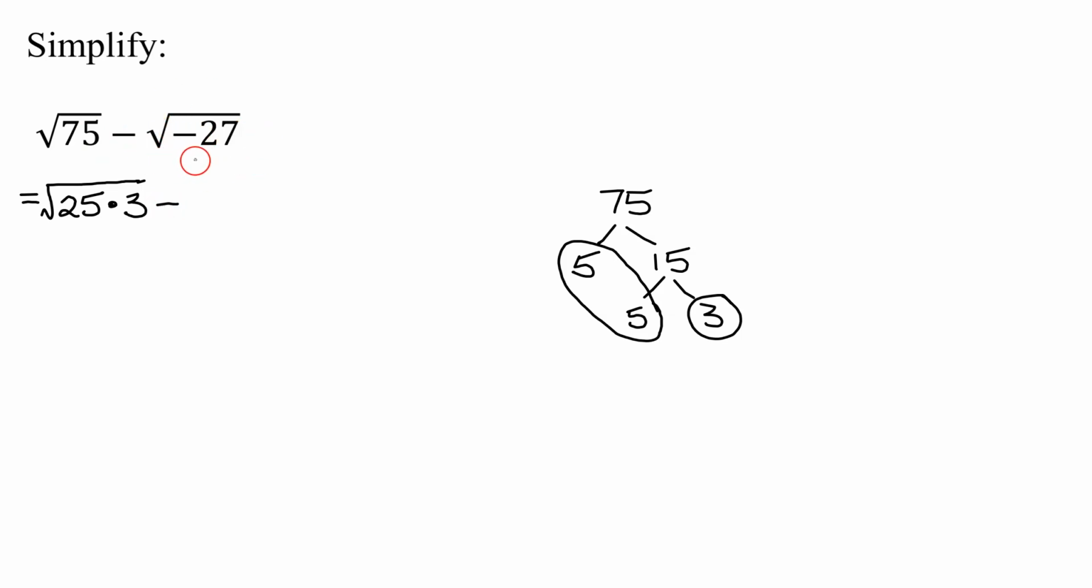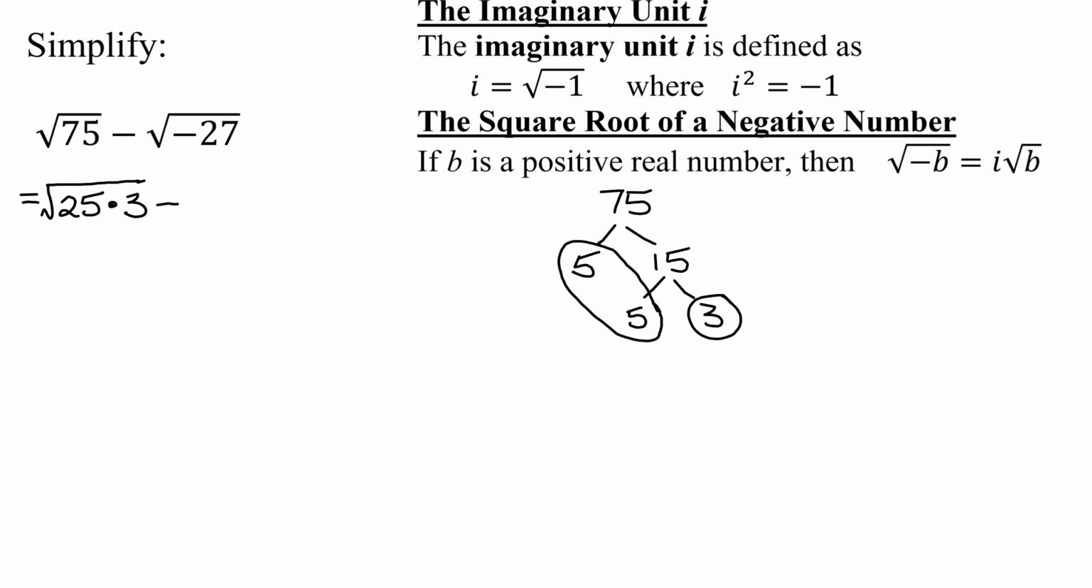And how do you deal with the square root of a negative number? Let's review that quickly. So the square root of a negative number uses the imaginary unit i that's defined to be i is the square root of negative 1, where i squared is negative 1. So that allows us to take the square root of a negative number. So the square root of negative b is equal to i, the imaginary unit, times the square root of b, where b is a positive number.